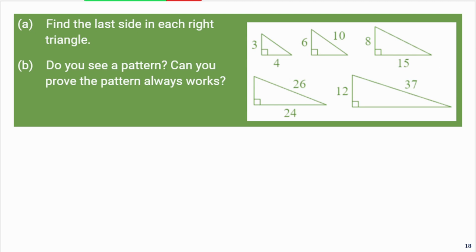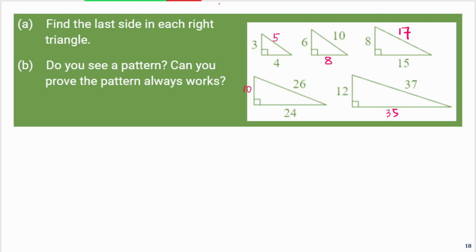Okay, let's have a look at the solution together. First of all, let's find the other leg of each right triangle here. First one, the hypotenuse is 5. Second one, one of the legs is 8. Third, hypotenuse 17. Fourth, we know this leg is 10. And the last one, we know that leg is 35, right?